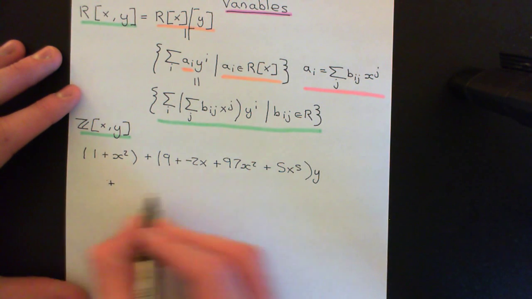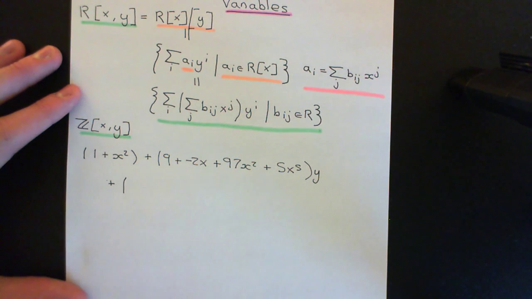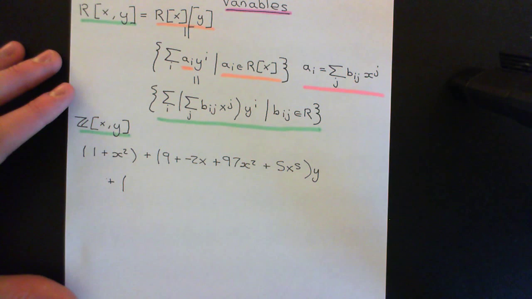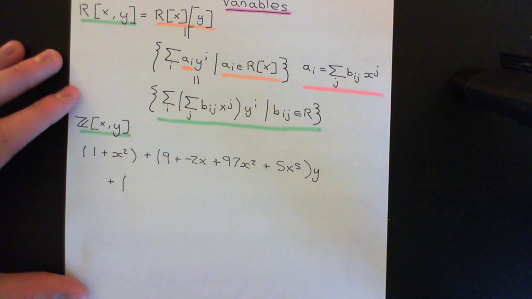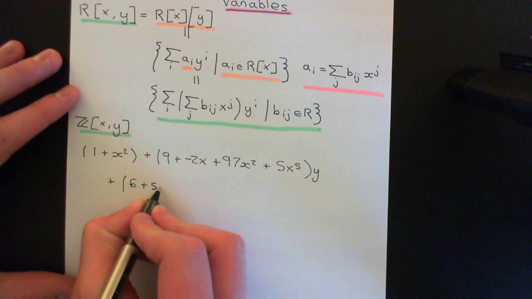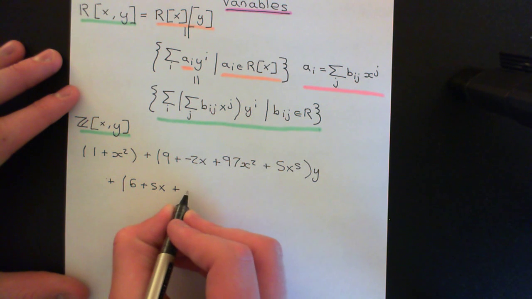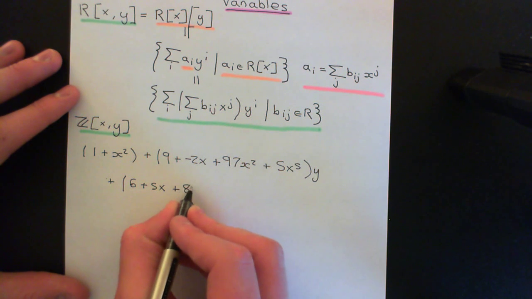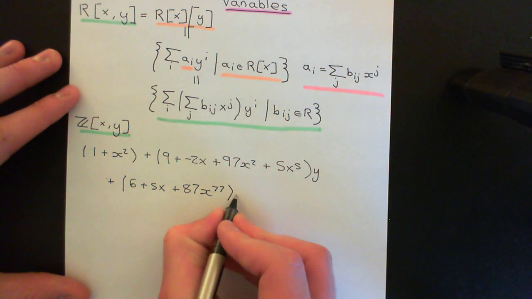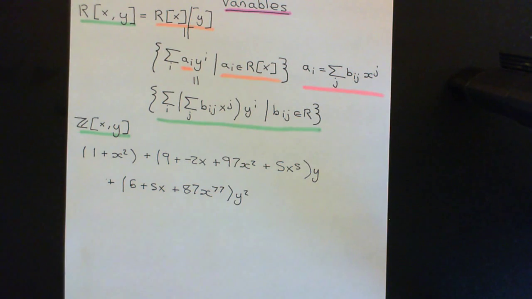Okay, so we'll go up to y squared, so now I need a coefficient in front of y squared, and this is again going to be some polynomial in the ring of polynomials in the indeterminate x over the integers. So let's put something in here. So let's have 6 plus 5x plus, let's go adventurous, 87x to the 77. There we go. Okay, and then we'll have that in front of y squared. And that's a perfectly valid member of this ring of polynomials in two variables x and y over the integers.